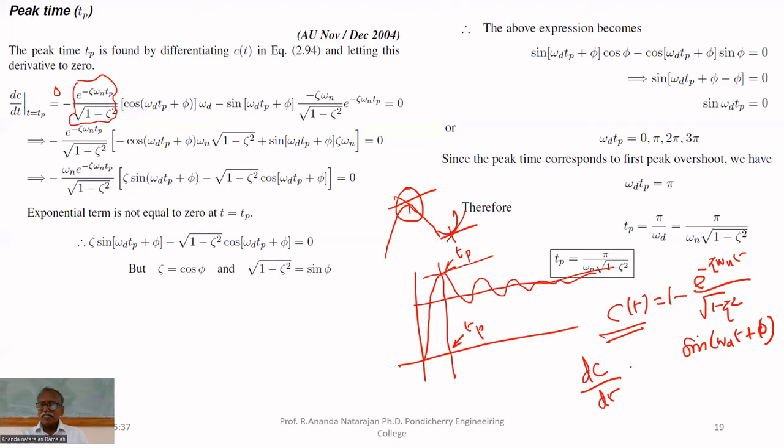Then if you differentiate sine omega d t plus phi, what will you get? Cos omega d t plus phi. If you differentiate this omega d t, you will get omega d. That's why we wrote it here.